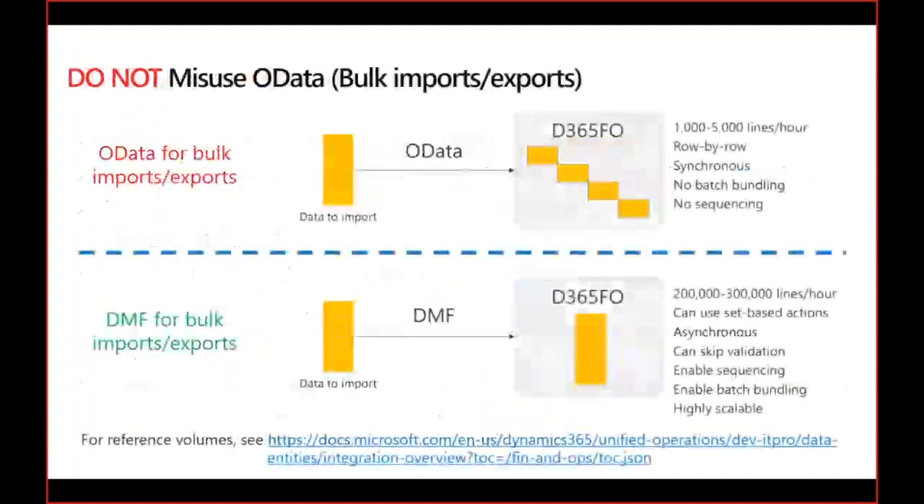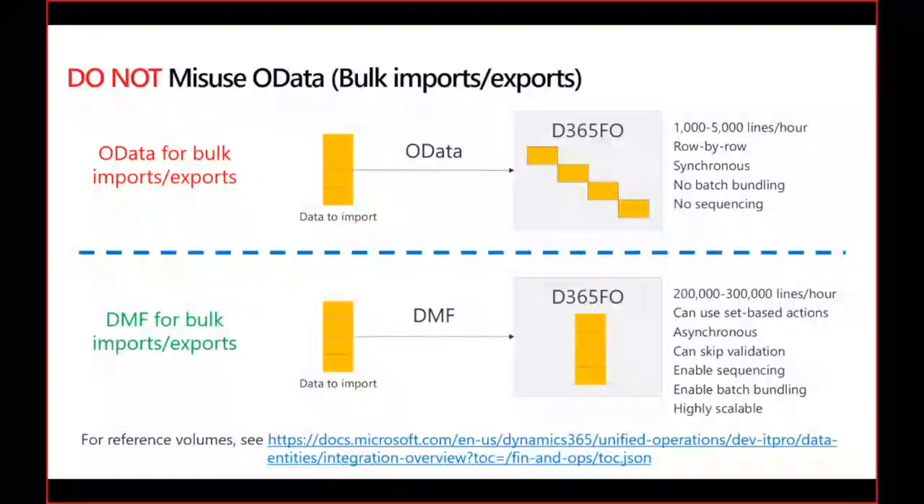Let me visualize this a little bit more. This is a comparison between OData and DMF for bulk import exports, where you can see at the top, where you use OData, you go row by row, you go synchronously, you use no batch bundling, no sequencing can be used, and it's normally for smaller volumes, like as an idea, 1,000 to 5,000 lines. Of course, this is just a rough estimate, but it's for the lower volume integration scenarios, which should be real time and where you cannot enable any of the parallelism.